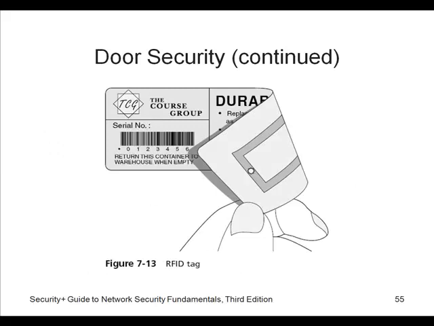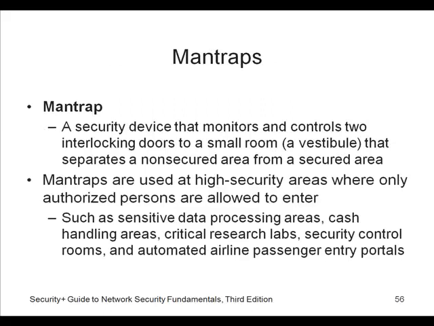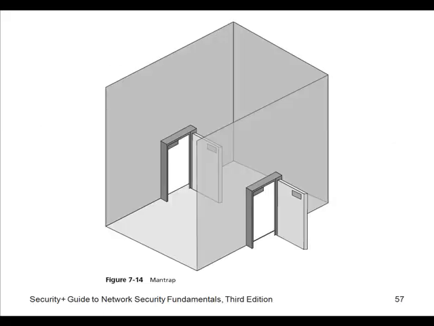And they talk about RFID tags there. Man traps, we've talked about. This is a really good rendering of a man trap, right? Two doors and a hallway. That's what you're really talking about. Well, the back door could be a man trap, could it not?